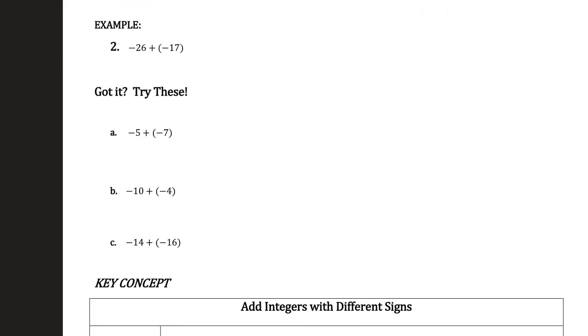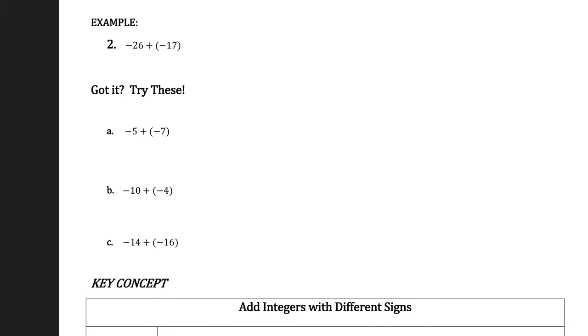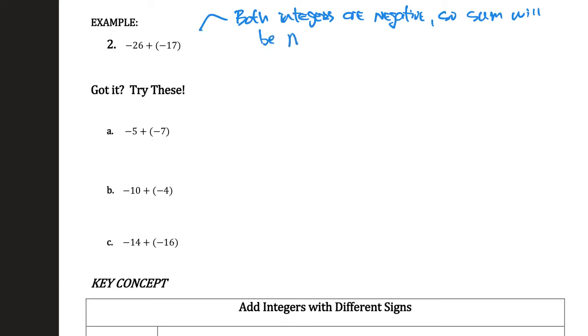Let's try a couple examples here. Negative 6 plus negative 26 plus negative 17. Again, both integers are negative, so the sum will be negative. Essentially what I'm doing is 26 plus 17, I get 43. But since both my integers are negative, my answer is going to be negative 43.